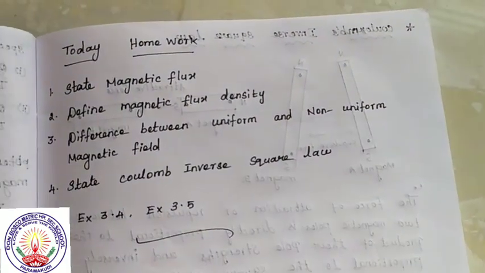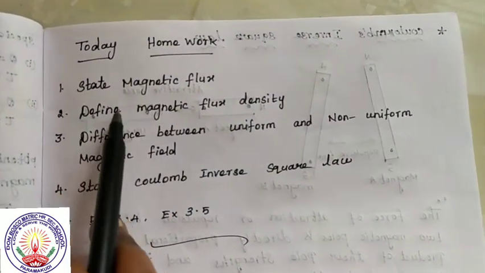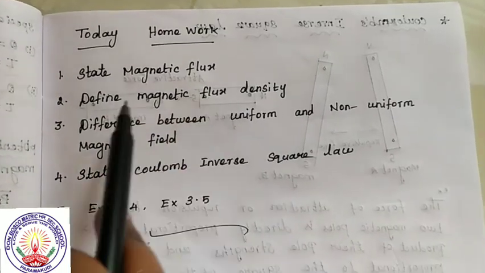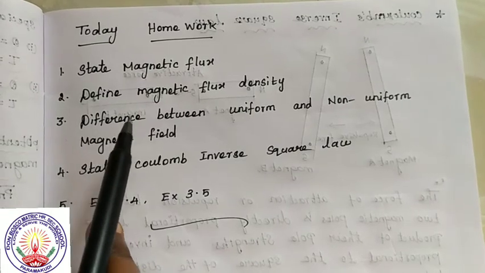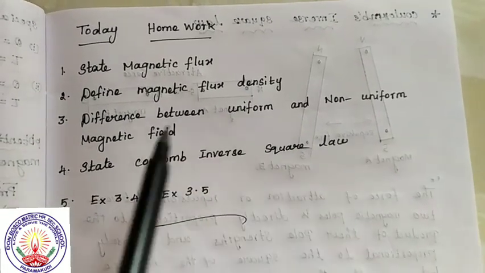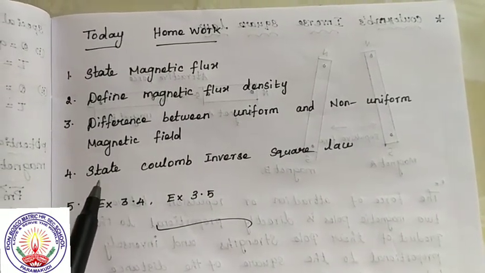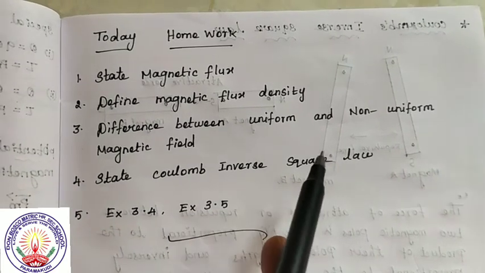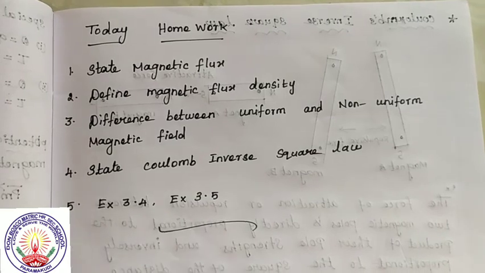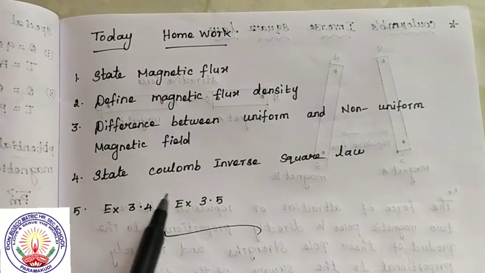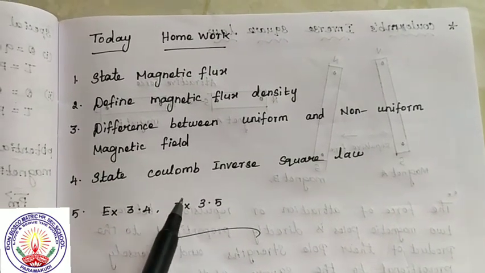Today's class is over. Today your homework is: state magnetic flux, define magnetic flux density, difference between uniform and non-uniform magnetic field, and state Coulomb inverse square law. And we have discussed these two problems now. So you have to be thorough with these problems.